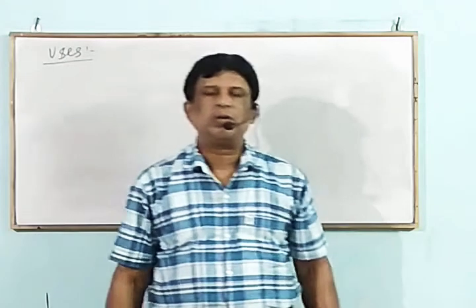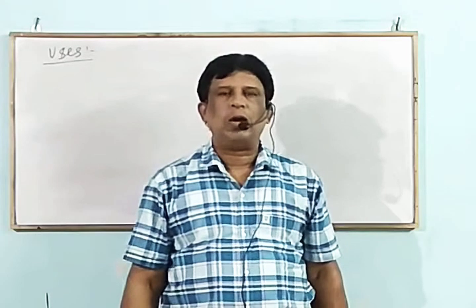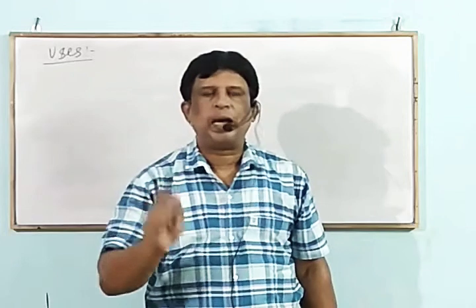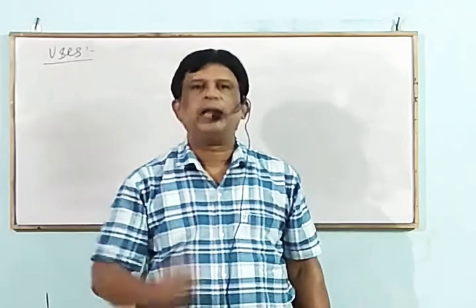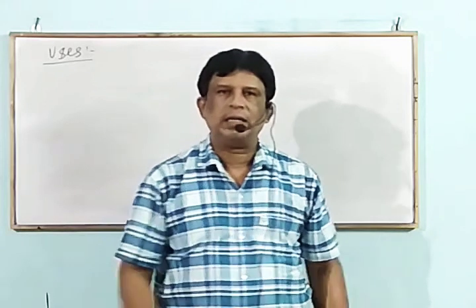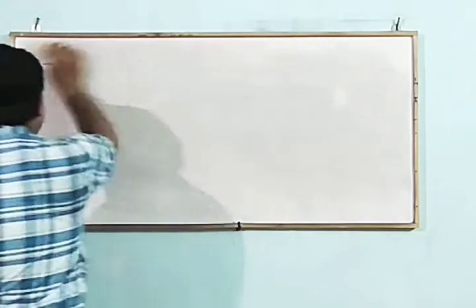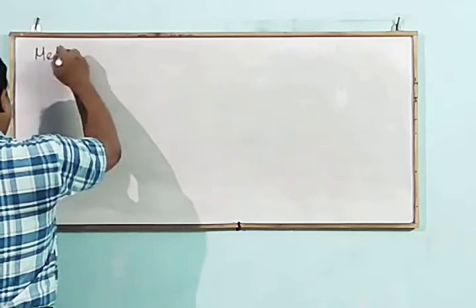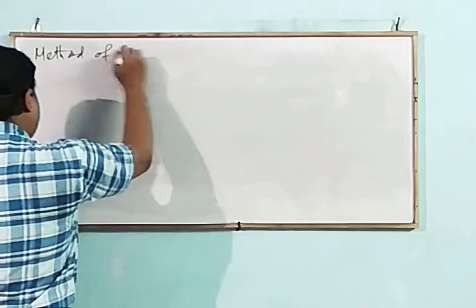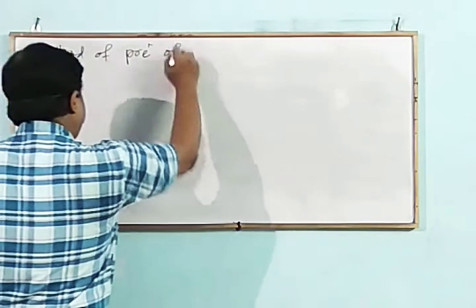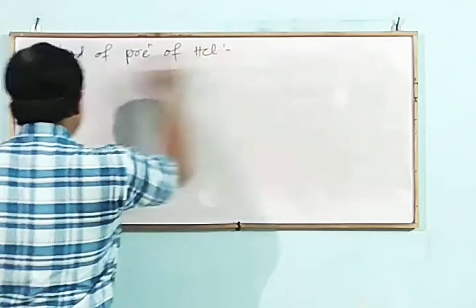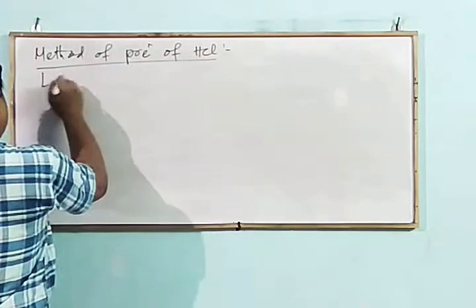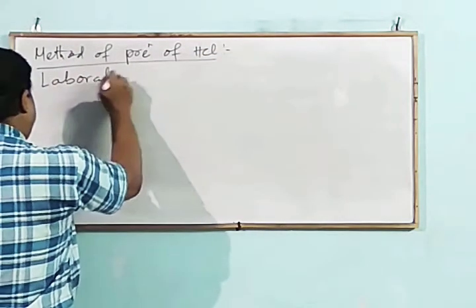Next, switch over to the second compound of halogen, that is the method of preparation of hydrogen chloride or hydrochloric acid. Move to the second compound, the method of preparation of HCl. Move to the laboratory method.